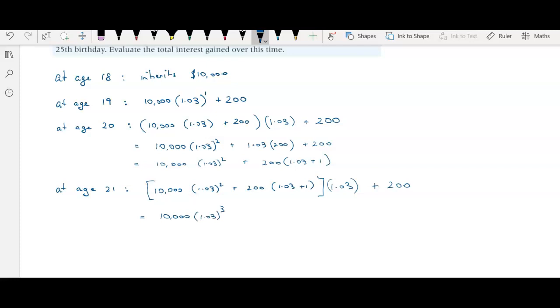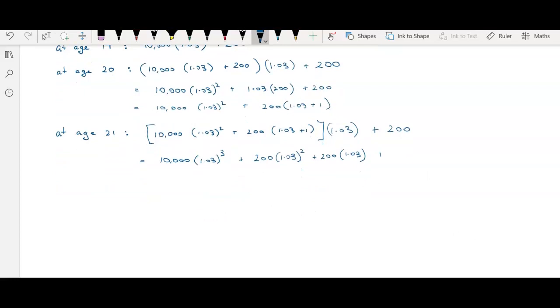Nice. Now what happens in here? Firstly, I've got 200 times 1.03 squared now. So I've got 200 by 1.03 squared. Now this is 200 by 1.03. So I've got a 200 by 1.03, if you see how that distributed out. And then I've just got that 200 on the end. Now, if I rewrite that with 200 as a common factor coming out, what do I see inside? I see 1.03 squared plus 1.03 plus 1.